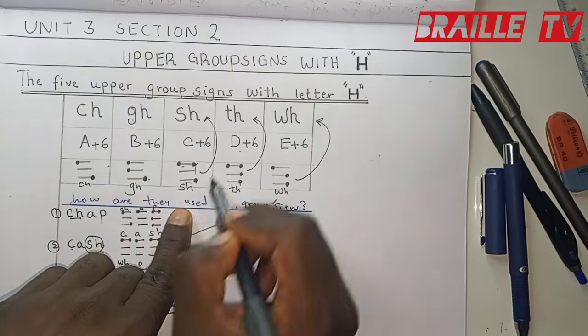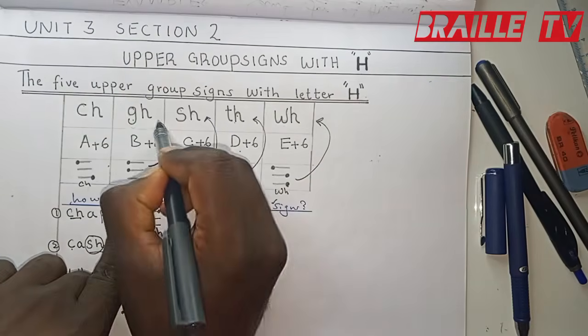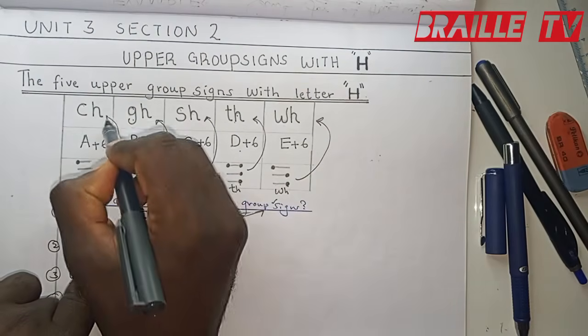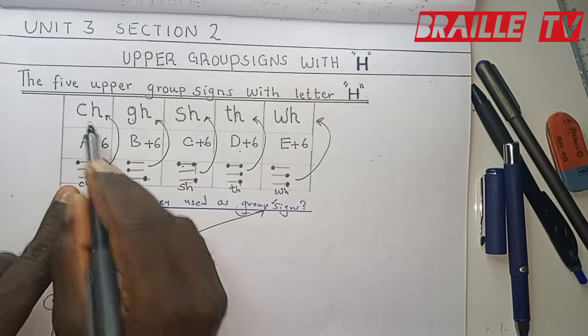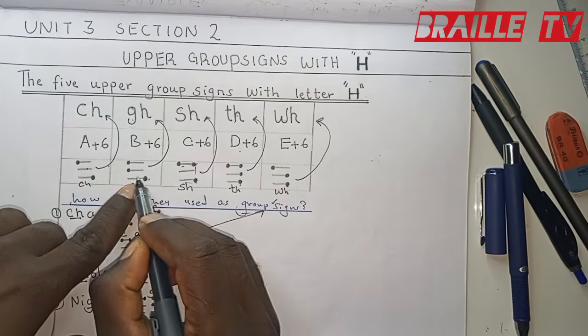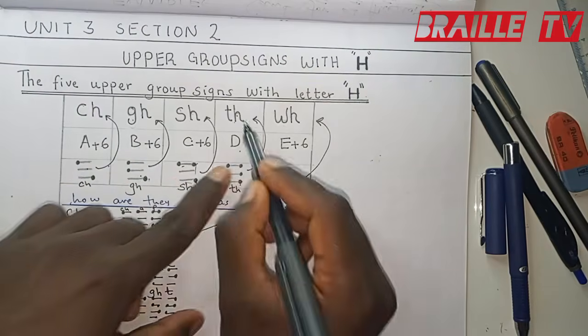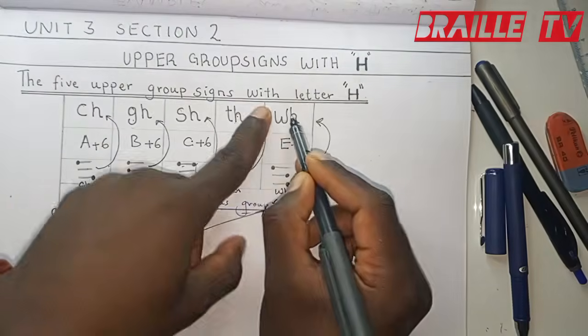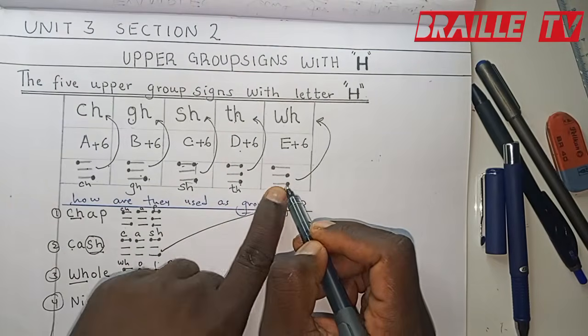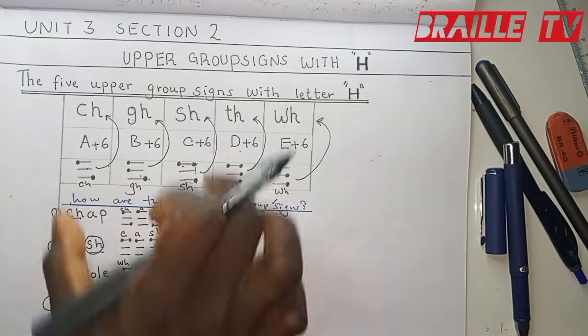So CH looks like this. GH looks like this. SH looks like this. TH looks like this, and WH looks like this. Good. Now these are group signs.